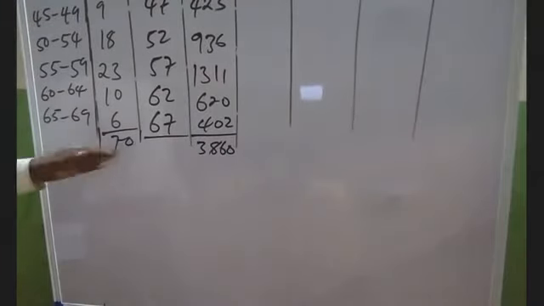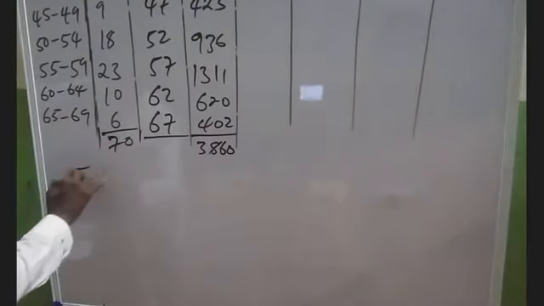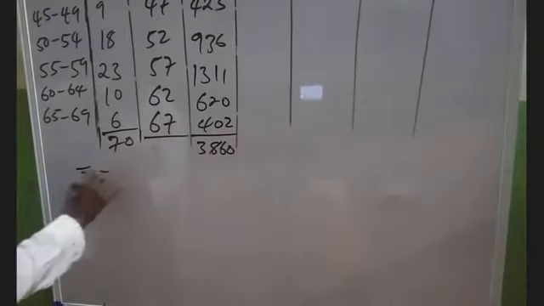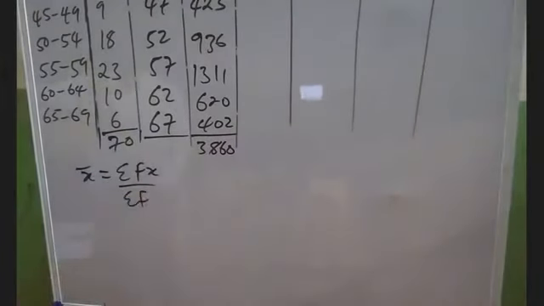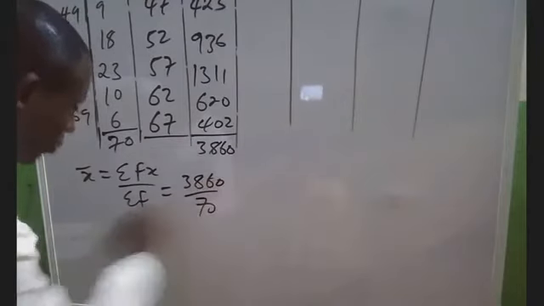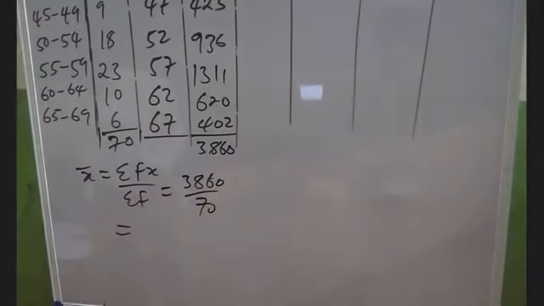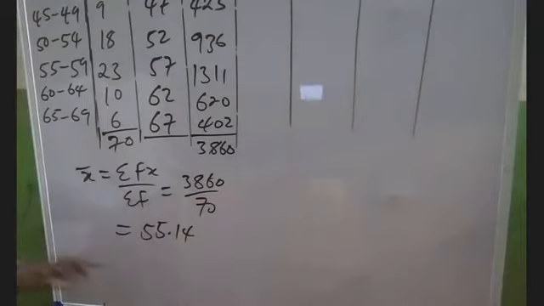So we have the sum of frequency to be 70. To find the mean, we use x bar equals sigma fx over sigma f. That will be equal to 3860 over 70, and that will give us 55.14. So I'm using 55 as my x bar.